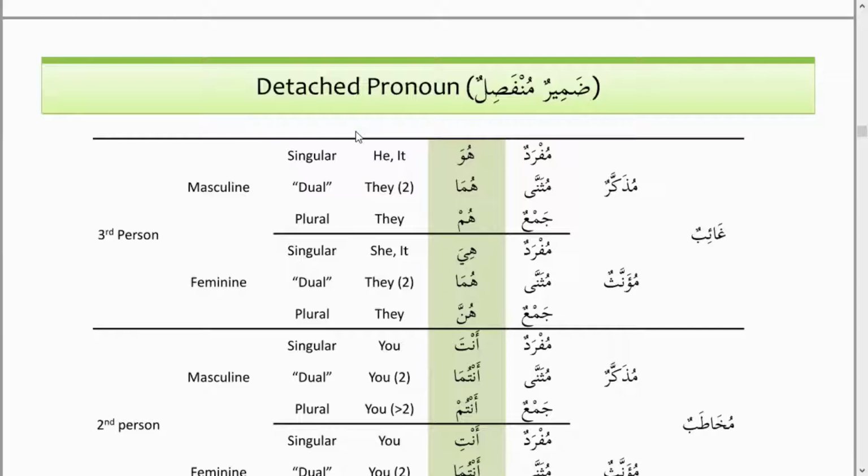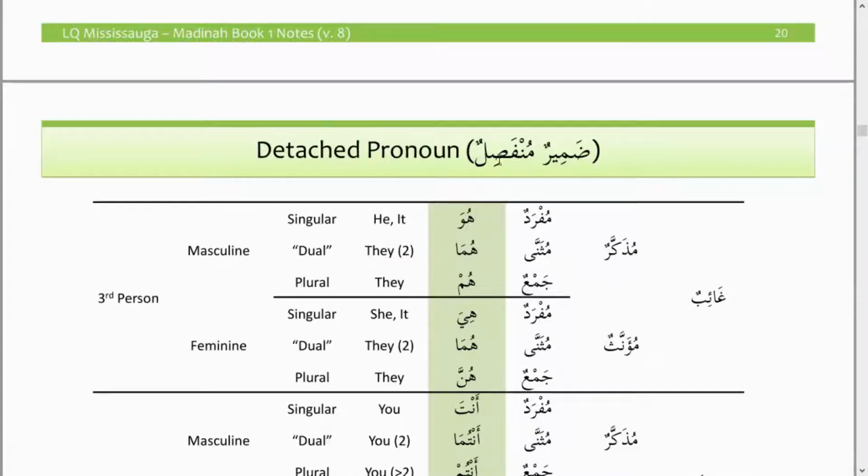So understand that pronouns are of two types, okay? One is an attached pronoun, which we will learn later, and the other is a detached pronoun. The attached one is called damirun muttasilun, and the other one is damirun munfasilun.